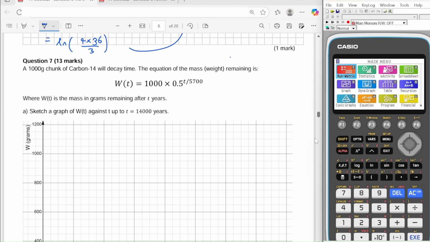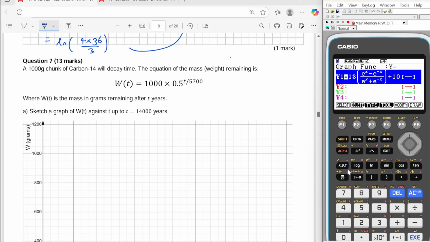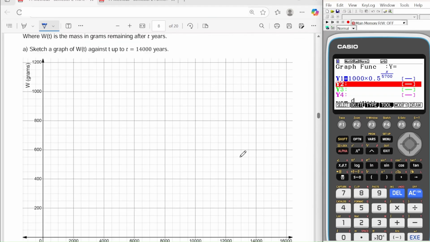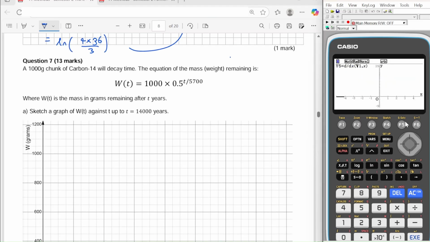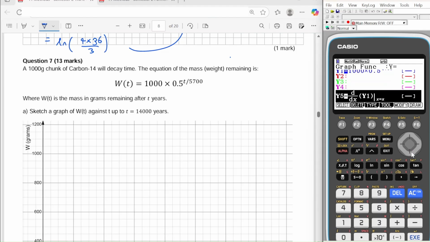Next, we've got a graph. So we're going to go and graph this. So 1,000 times, and then 0.5 to the power of, now this is x instead of t, and 5,700. I've just bracketed at the top so it definitely stays all together. We want to sketch the graph up to 14,000 years. So we're going to draw that. Beautiful graph. Actually, still got my derivative on. I'll turn that off.